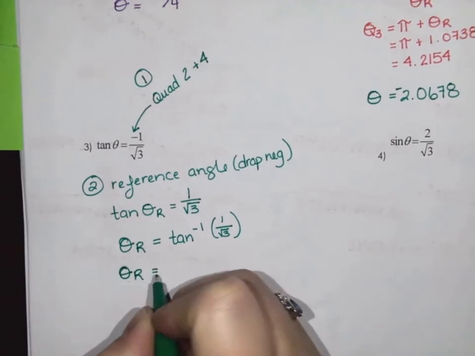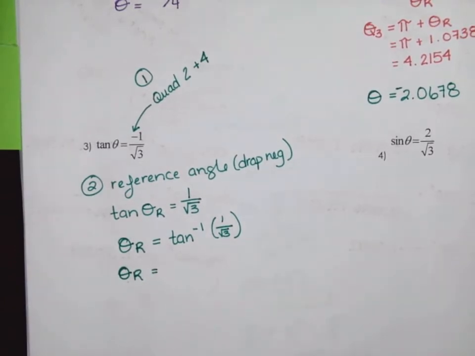Why do you drop the negative? Because your reference angle is always going to be an acute angle. It's always going to be small.